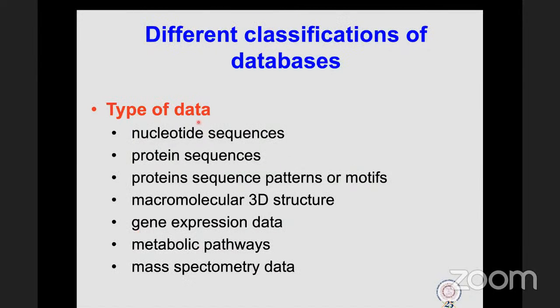Now, based on the type of data in scientific terms, there are special databases for nucleotide sequence, for protein sequence, and for protein motifs and 3D structure. Nucleotide databases are like NCBI, NR database, or DDBJ. For protein sequence, like Swiss-Prot. For protein sequence patterns and motifs, InterProScan. For 3D structure, PDB. Gene expression databases like Gene Expression Omnibus, metabolic pathways like KEGG, and mass spectrometry databases like DALI.